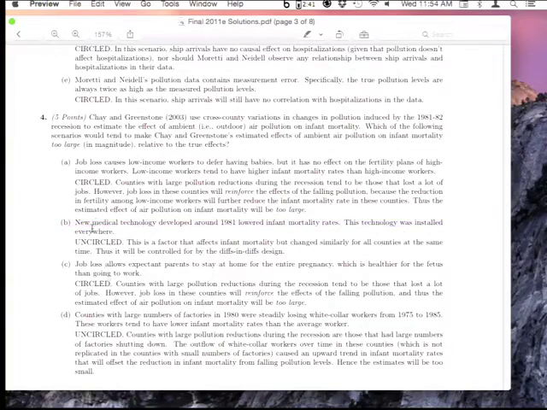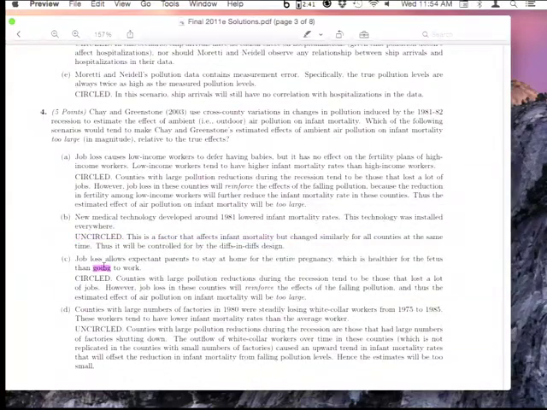So the second one, I think, is easier. It says new medical technology developed around 1981, so it's the middle of the sample period here, lowered infant mortality rates, but then it says this technology was installed everywhere. So you go, okay, this is a factor that's changing over time, but it's happening in both the recession-hit counties and the non-recession-hit counties, so I don't think it should cause a bias in the differences estimate. It's just going to net out when you take the difference between the change in the recession-hit counties and the non-recession-hit counties. So that goes uncircled, because it's not going to cause any bias in either direction.